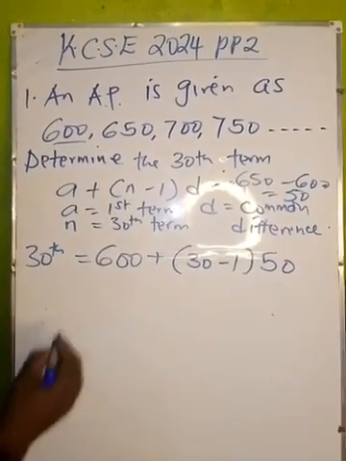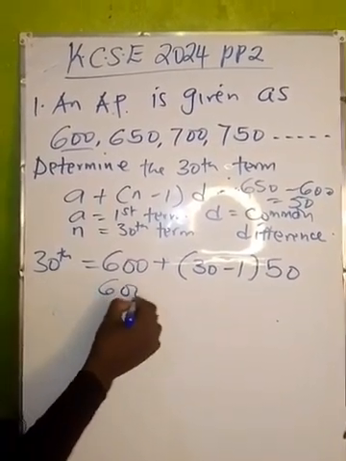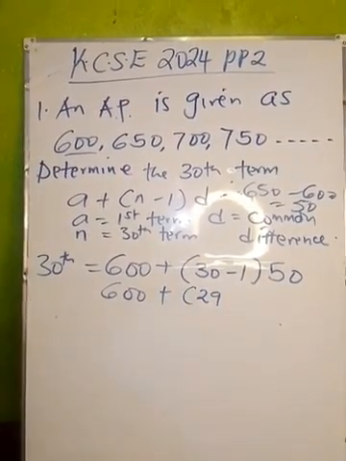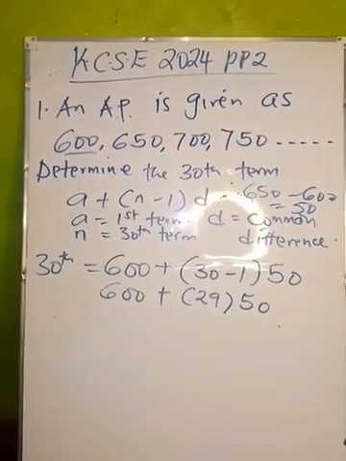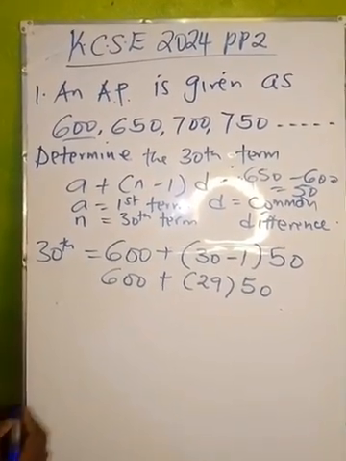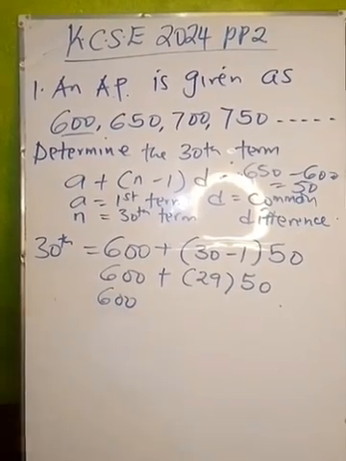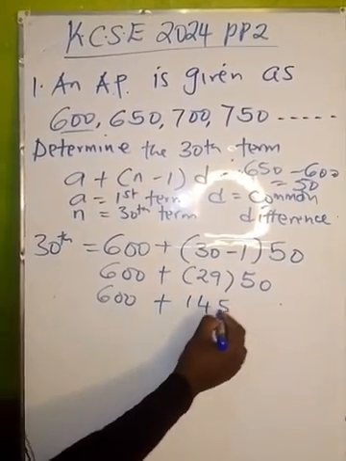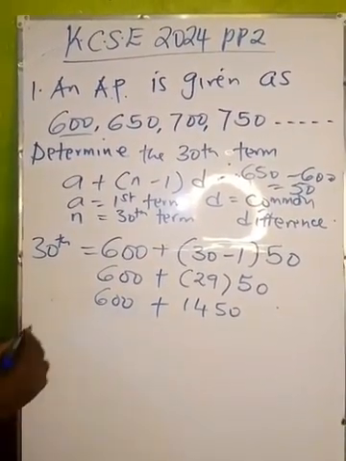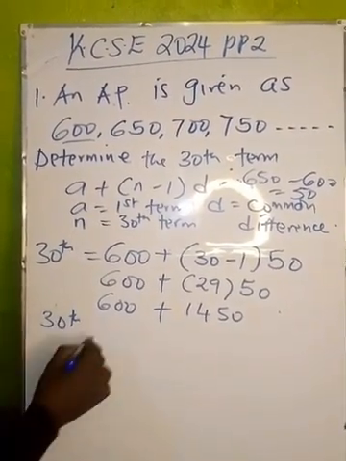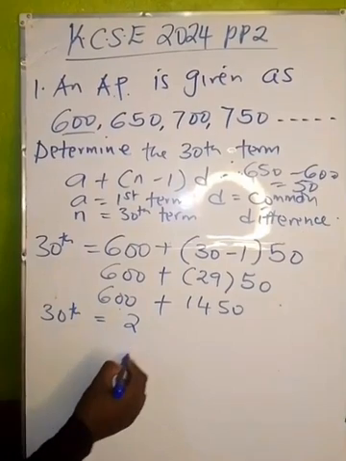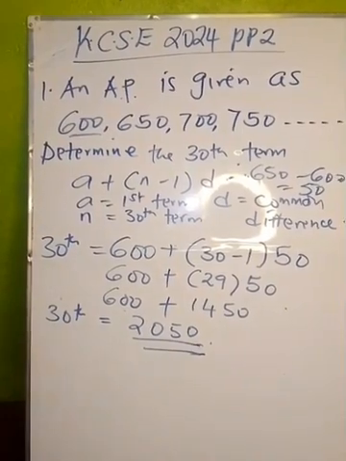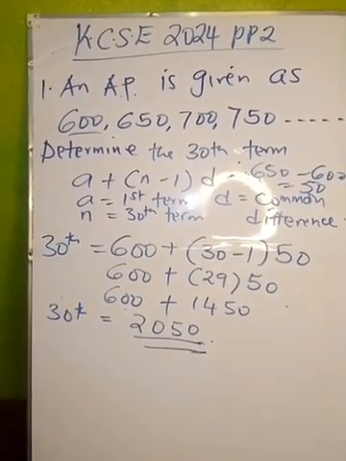So when we do that, learners, we get that the 30th term is given by 600 plus 30 minus 1, which gives us 29, and then you multiply that with 50. When you do that with your calculators, we'll have 600 plus 29 times 50, which gives you 1450. When you add them together, the final answer, the 30th term, is 600 plus 1450, that is 2050. So that is the first question, part A, of last year's KCSE.